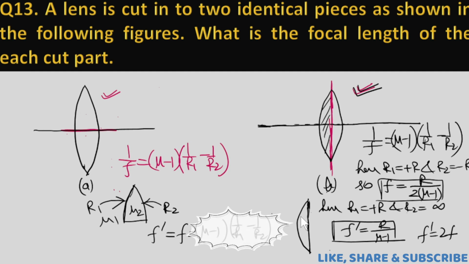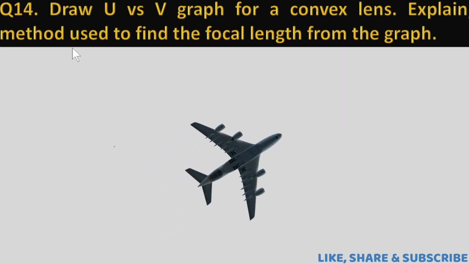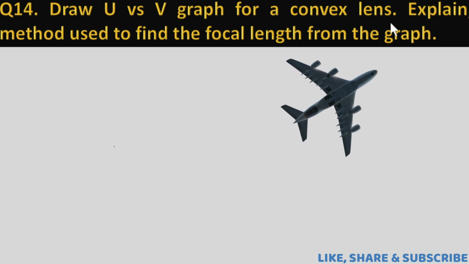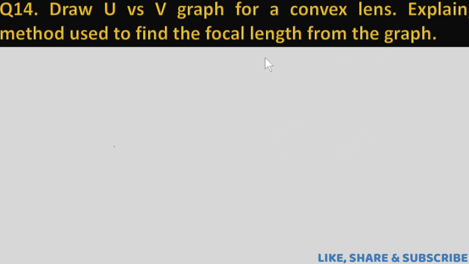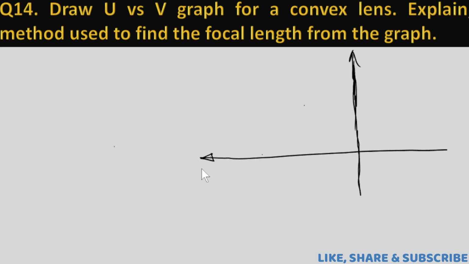The next question for you is, you're supposed to draw the u versus v graph for a convex lens, and you are also supposed to explain the method used to find the focal length from the graph. The u versus v graph is drawn in the second quadrant. Try exploring why. The graph is like this. Let's try to explore.